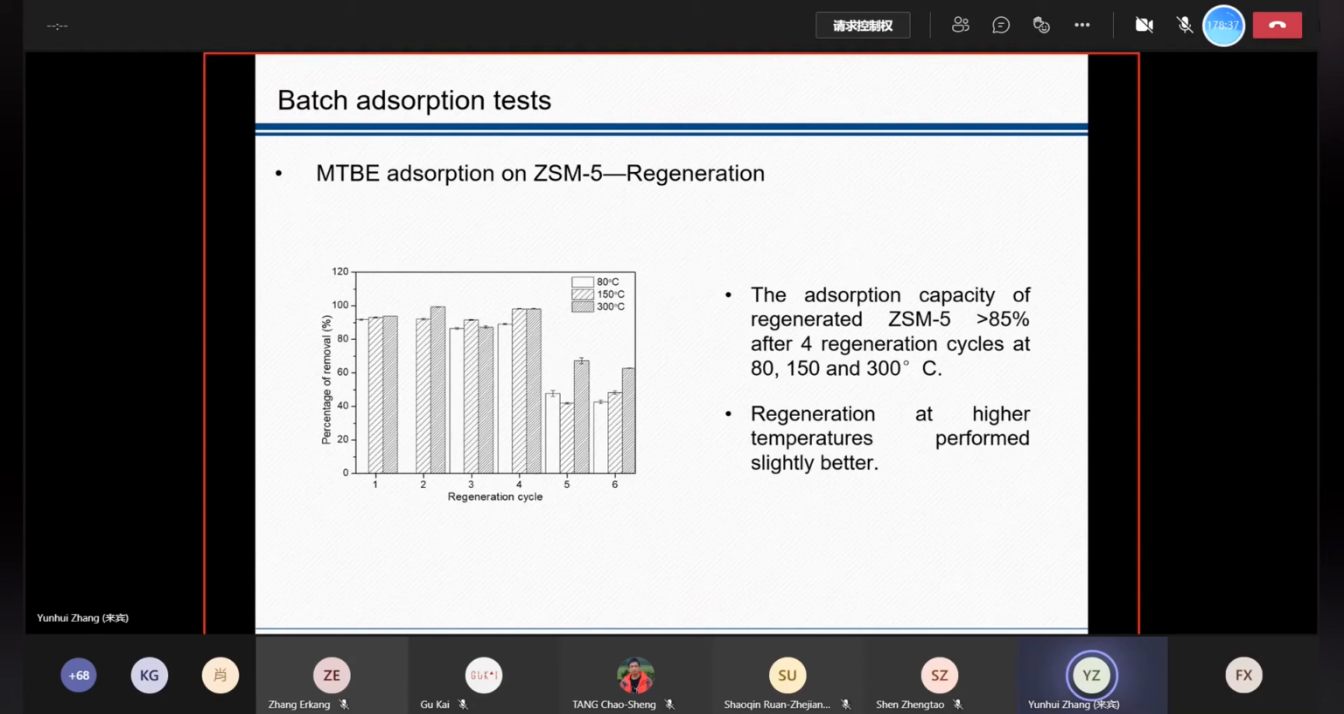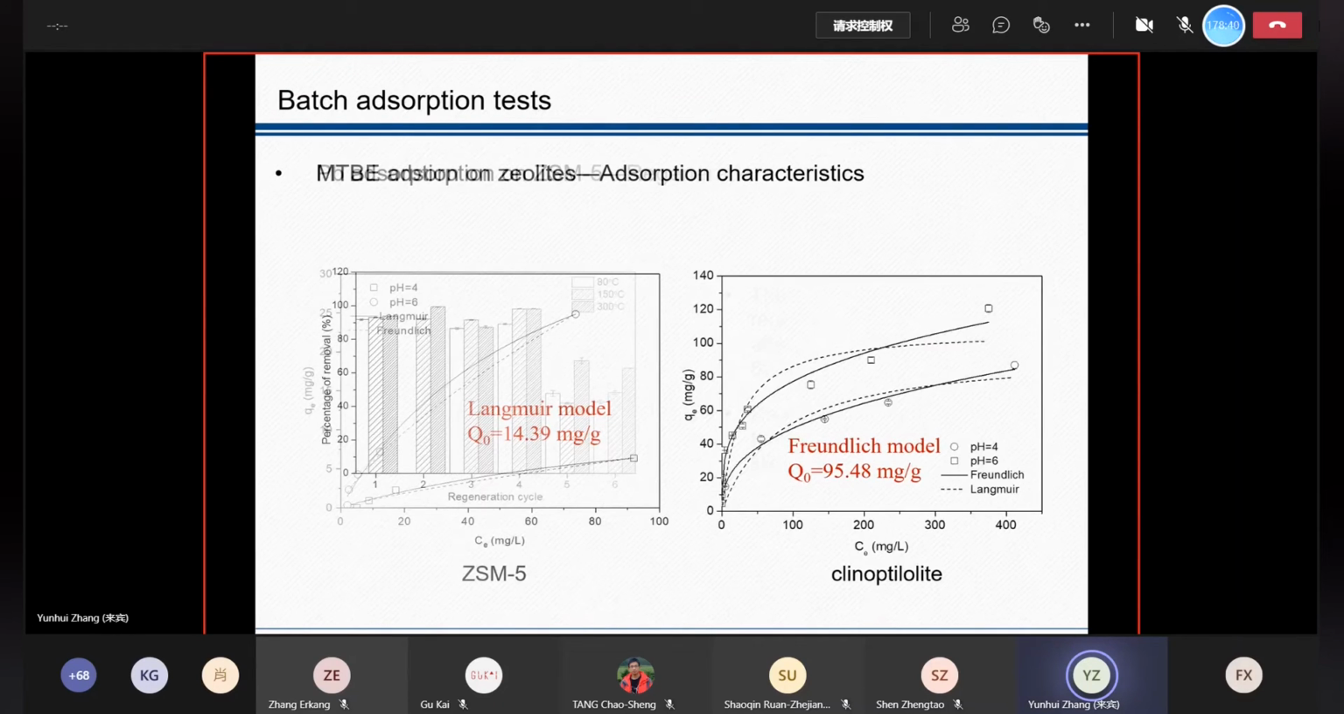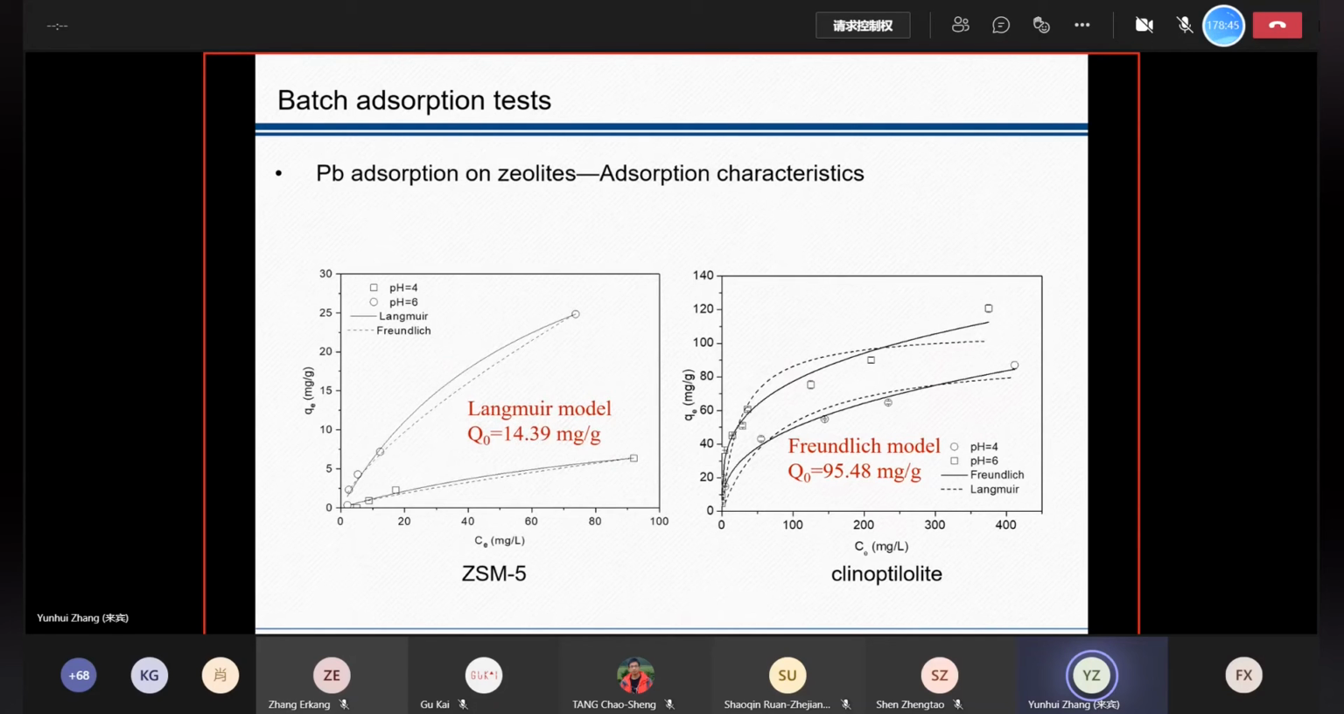As for the lead adsorption on zeolites, considering the quick adsorption, the adsorption kinetics were not included, and we only investigated the adsorption isotherms and the effect of pH and MTBE. And we can see the lead adsorption on ZSM5 follows the Langmuir model with the maximum adsorption capacity of 14 milligram per gram. And this is extremely lower than that of the clinoptilolite, which is 95 milligram per gram.